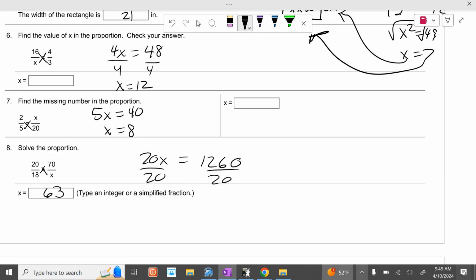Okay, so those are the 8 problems you'll do on your first assignment. Okay, in 20 minutes, I'll teach about the second assignment.